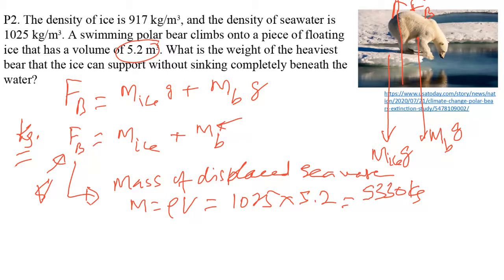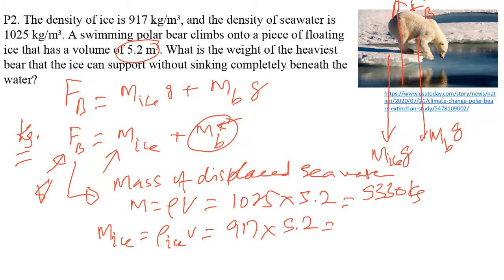So I know that, and then I'm looking for the mass of the bear. I need to know the mass of the ice. How do I find the mass of the ice? Well, I use the density of the ice multiplied by volume. The density of the ice is 917 and the volume of the ice is 5.2. So 917 times 5.2 gives you 4768 kilograms.